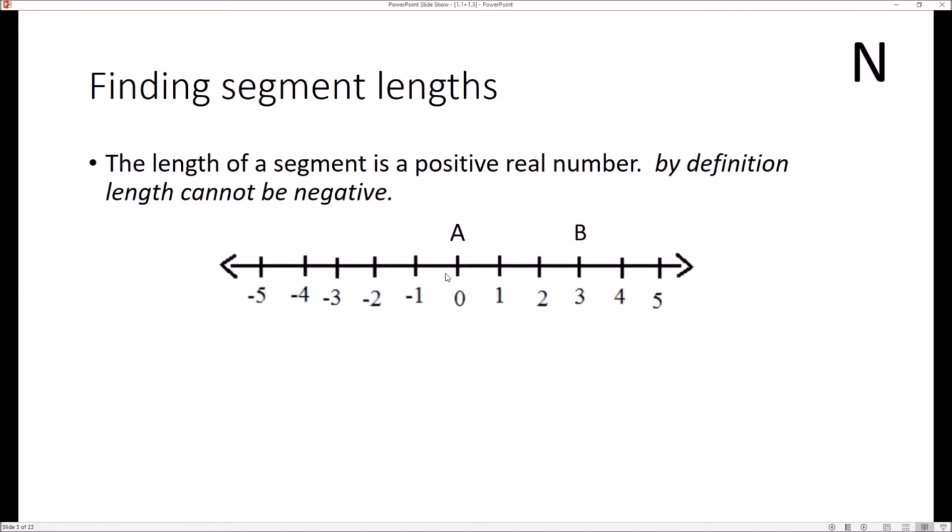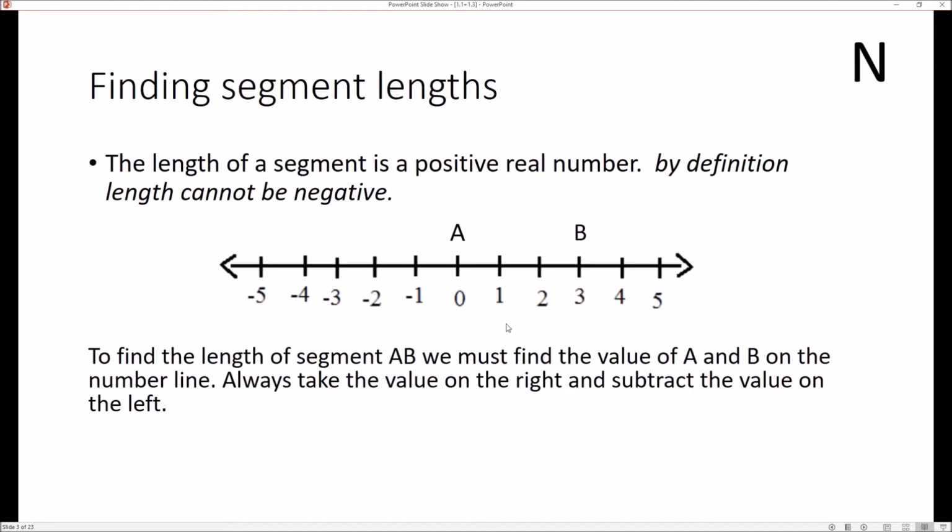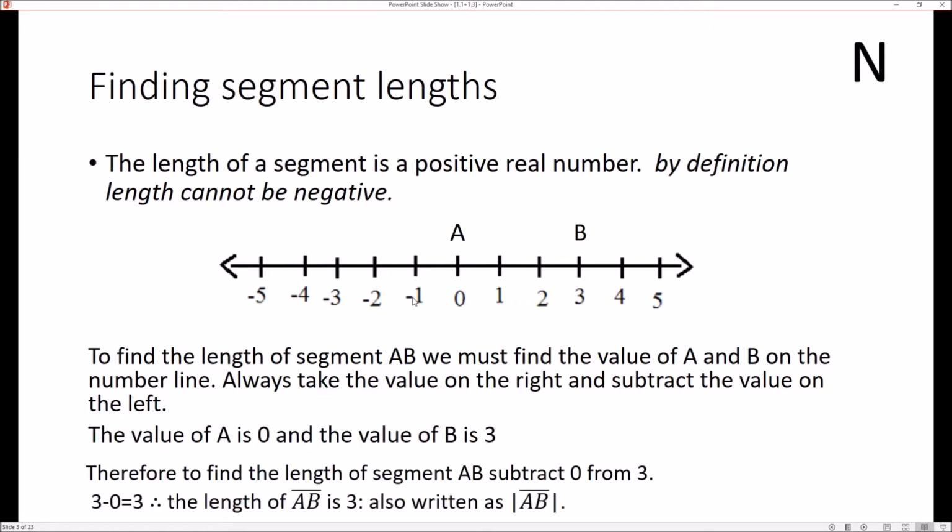So if I have these 2 points, A and B again, to find the length of the segment, we have to find the distance between them. And anytime we say distance between, that's going to be subtraction. So what I always do is take the number on the right, which is B, and its value is 3, and I subtract the point on the left, that value is 0. So what I ended up with is 3 minus 0.